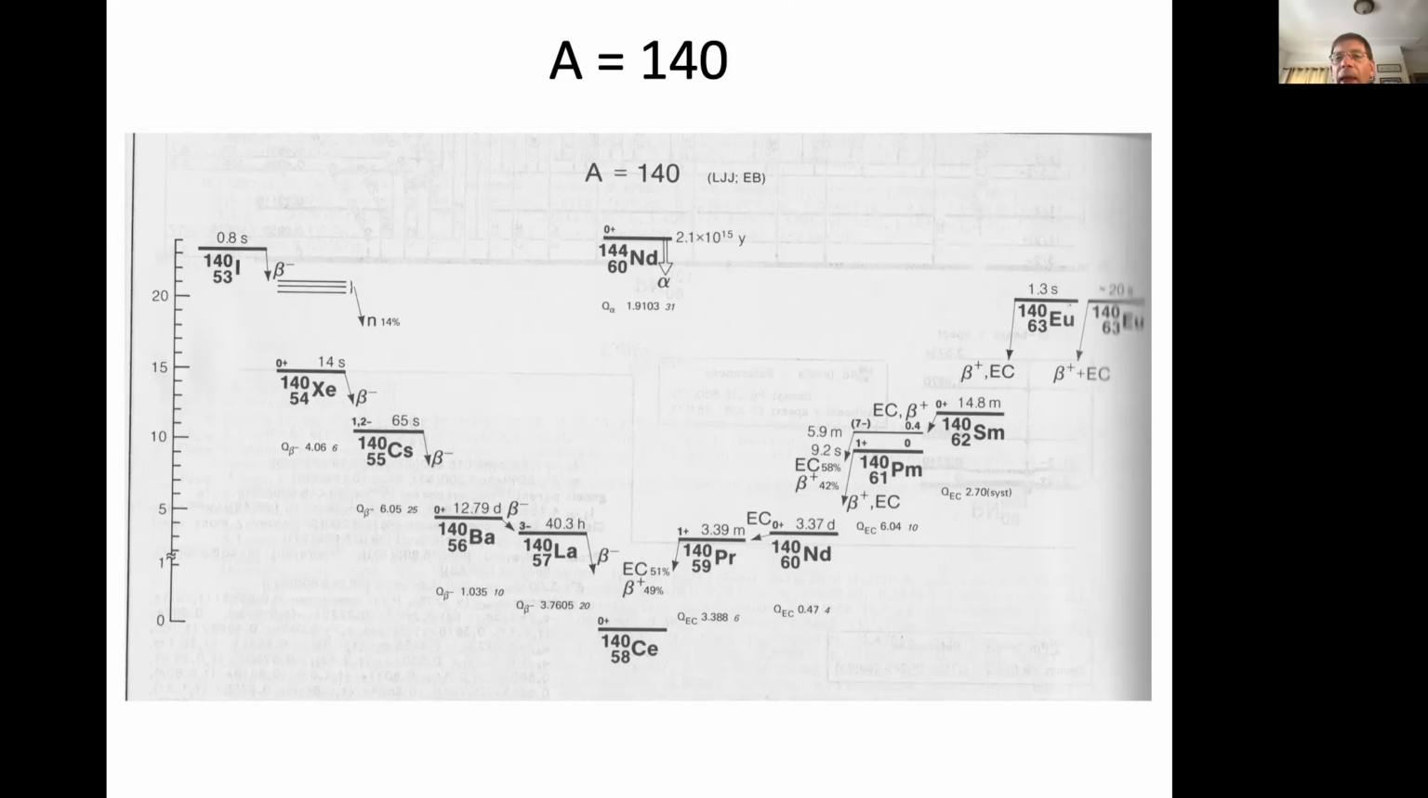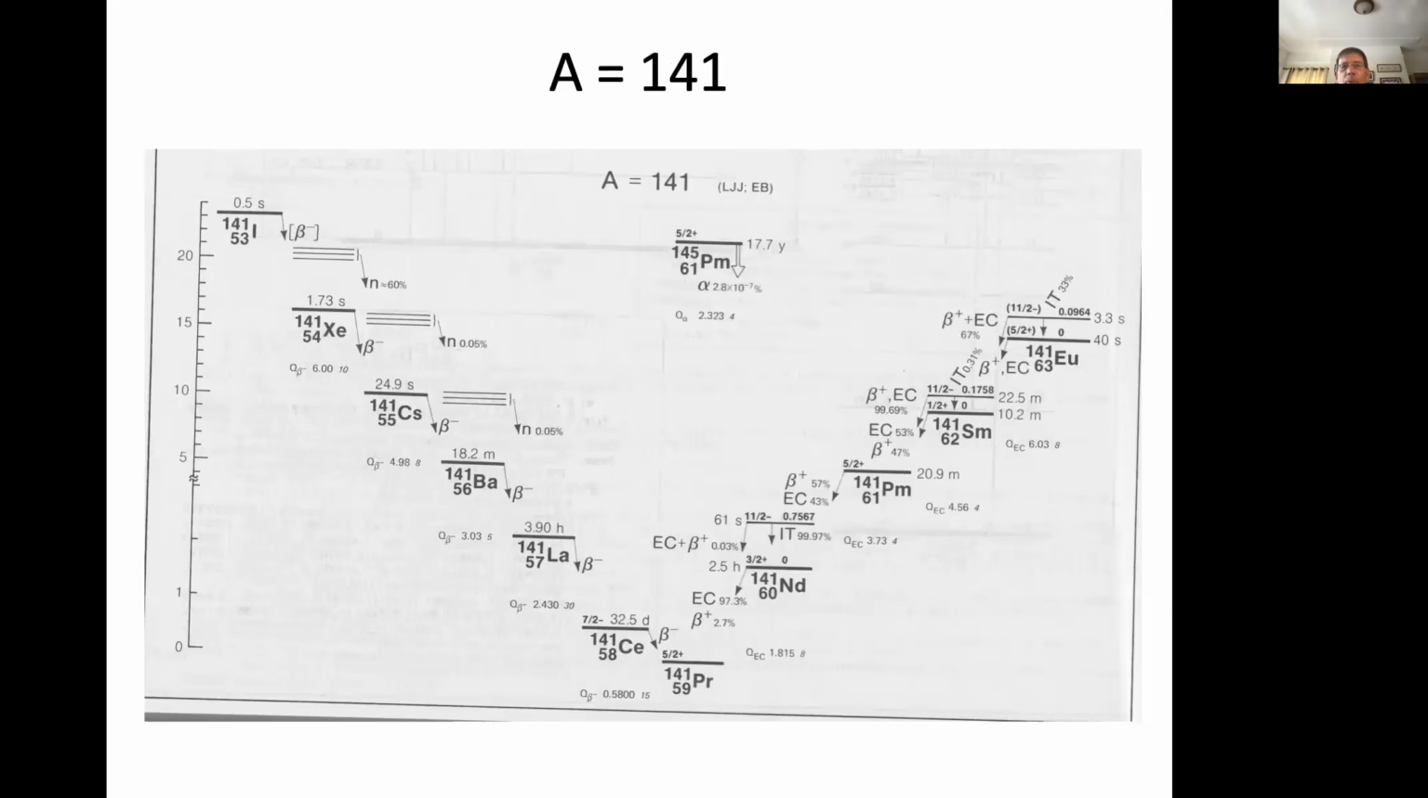In simplistic theory, it should be a nice parabola. Sometimes it is, sometimes it isn't. Here's one which is definitely not a parabola. It actually looks like a V. It's much sharper than a parabola. This is the odd-even nucleus here. This is praseodymium, cerium, lanthanum, barium, and so forth, like that.